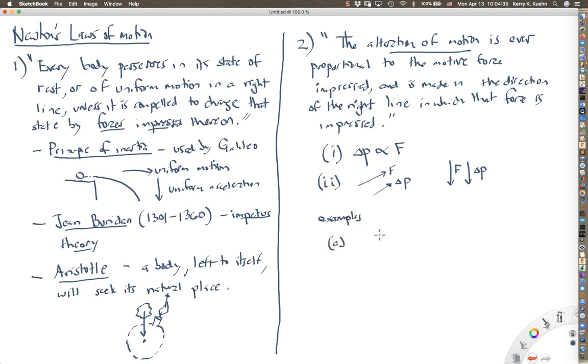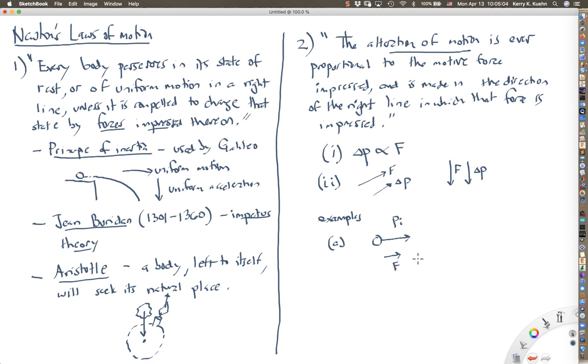Example A, let's suppose, for example, that we have a hockey puck that is sliding along the ice, and if this is really slippery ice, then when there's no force acting on it, it's going to retain its state of motion. So this is law number 1. When there's no force acting on it, it's just going to be sliding along with some momentum in that direction. Now let's suppose that you hit the back of it with a hockey stick.